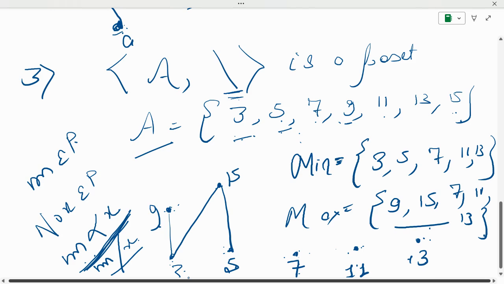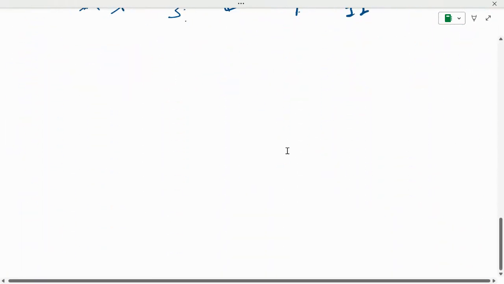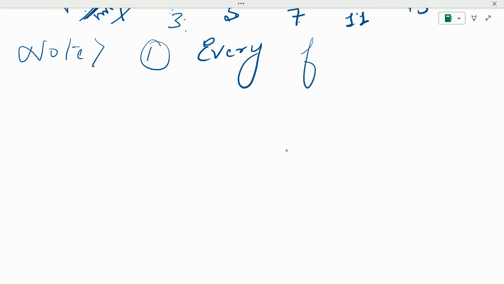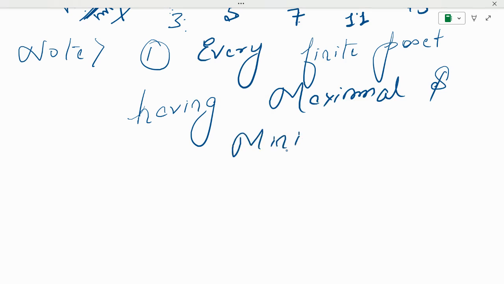Okay, so let's come to the results. So from this I hope we are clear about maximal and minimal. So there are some results based on that. So first is, every finite poset has maximal and minimal elements. For every finite poset, you can define the maximal and minimal elements in that poset.